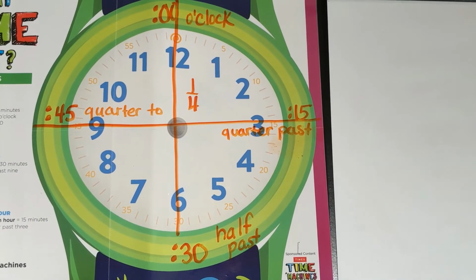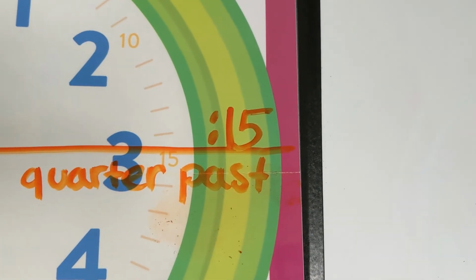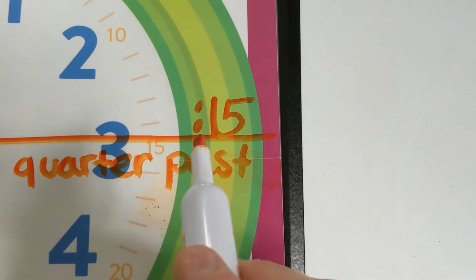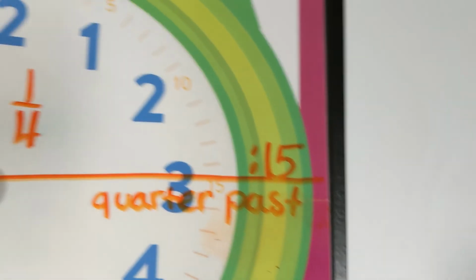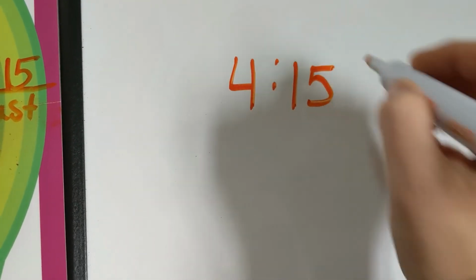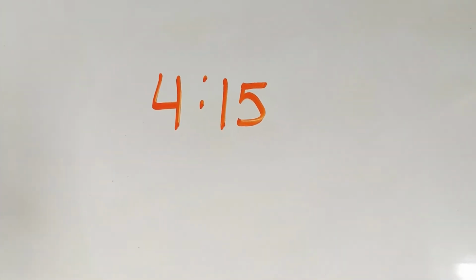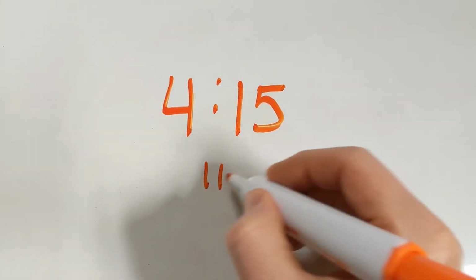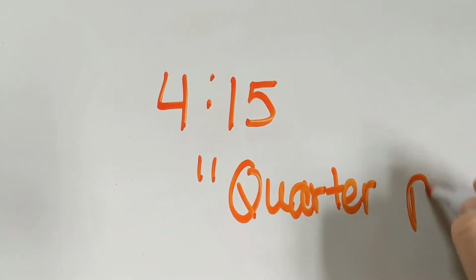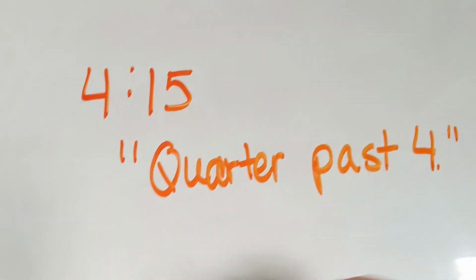So I've got my clock broken up into my 4 parts. I want to talk really specifically about when the minute hand touches the 3. That means it's 15 minutes past the hour, and we'll also say quarter past. So let's imagine it's 4:15. Might be a good show on right then, maybe Ellen or something. When it's 4:15, I could hear people say it's quarter past 4. That's something you might hear people say.